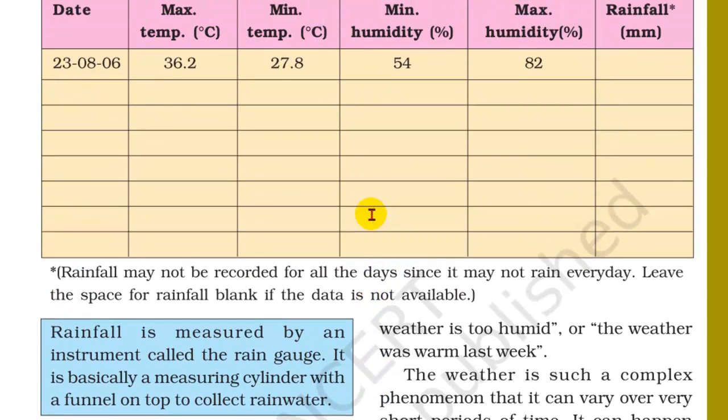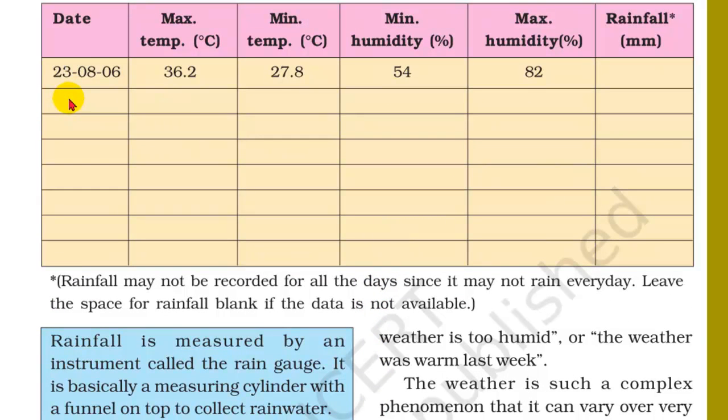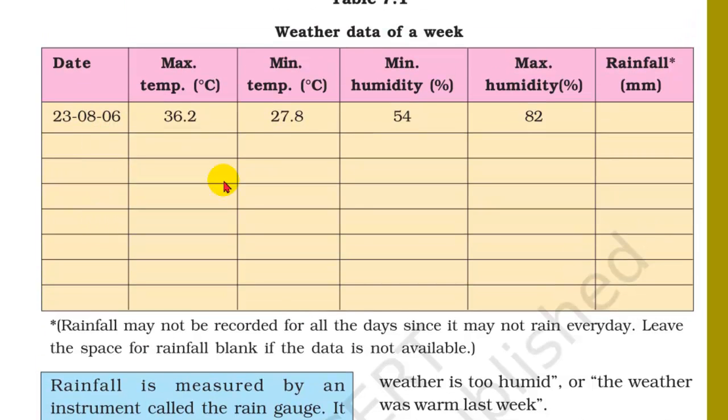In the activity above, when we record all the 7 days, some days may have the same maximum and minimum temperature, but not all the days in that week will have the exact parameters recorded in this table. Say for example, on a particular day the humidity may be very low, and on another day the humidity may be very high. If the humidity is very high, then you often hear people say today's weather is too humid, or that the weather was warm last week, and so on.